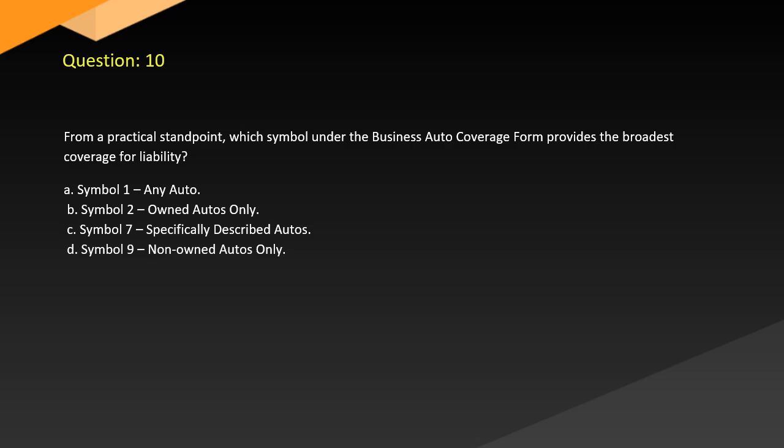Question 10. From a practical standpoint, which symbol under the business auto coverage form provides the broadest coverage for liability? A. Symbol 1, any auto. B. Symbol 2, owned autos only. C. Symbol 7, specifically described autos. D. Symbol 9, non-owned autos only.